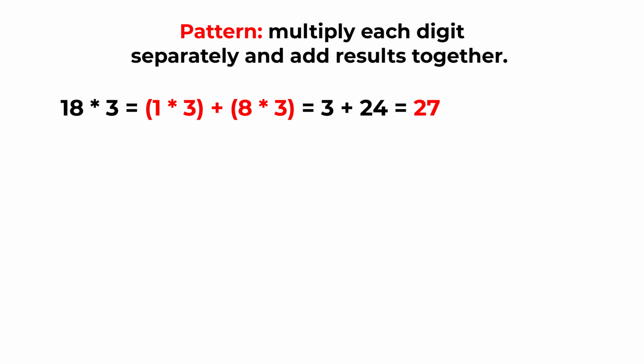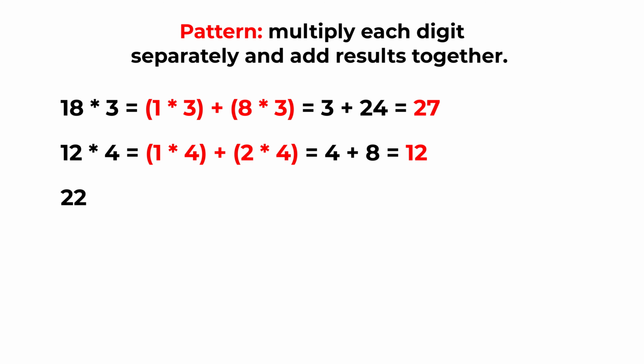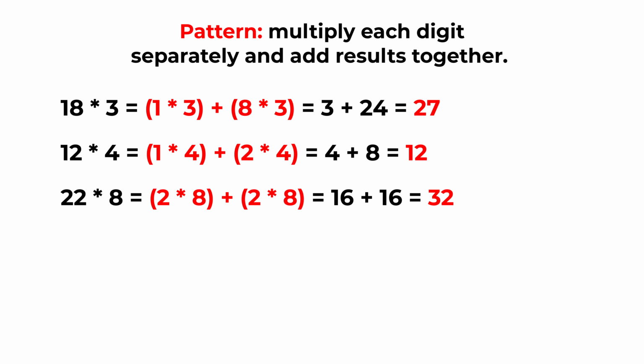In a similar way, 12 multiplied by 4 can be calculated as 1 multiplied by 4 in parentheses plus 2 multiplied by 4 in parentheses, which would be equal to 4 plus 8, which would be equal to 12. And in a very similar way, 22 multiplied by 8 would be the result of 2 multiplied by 8 in parentheses plus 2 multiplied by 8 in parentheses, which would be 16 plus 16, which would be equal to 32.